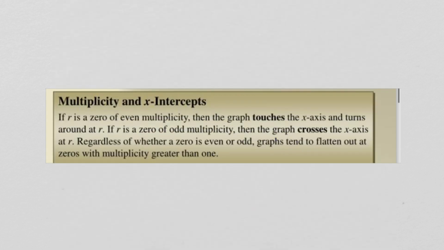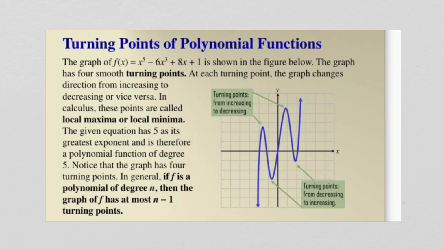Multiplicity and x-intercepts. If r is a zero of even multiplicity, then the graph touches the x-axis and turns around at r.